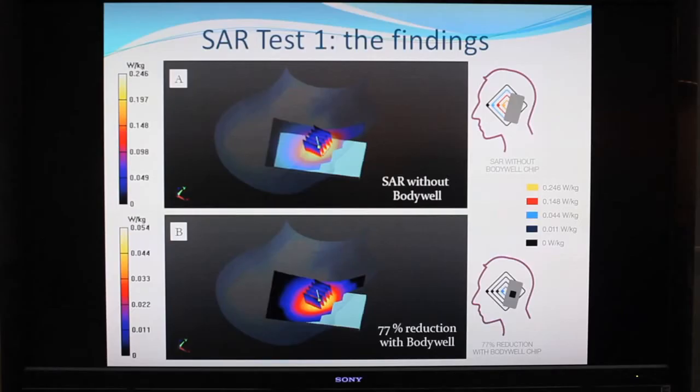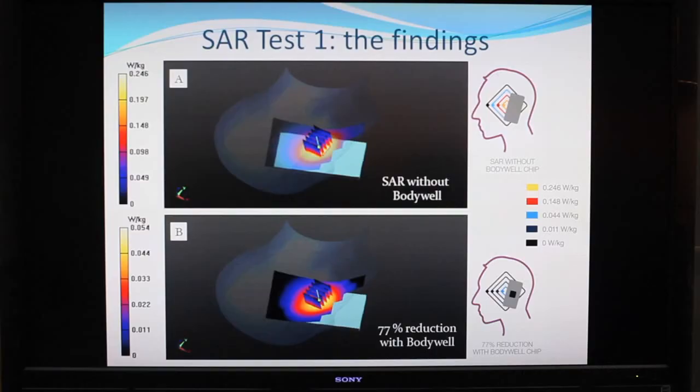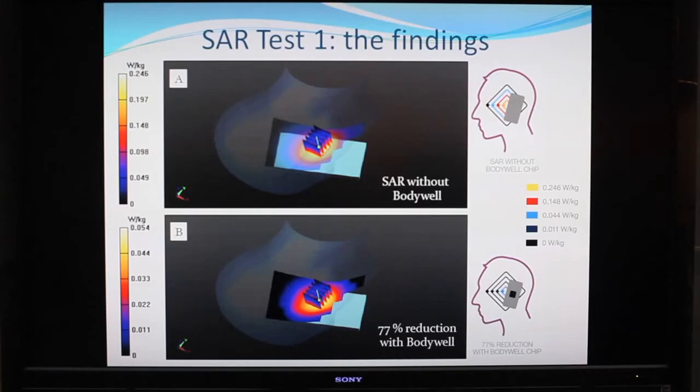So the first test that was conducted at a certified lab provides up to 77% reduction with a Bodywell card. If you look at these two pictures, the one on the top shows a peak SAR value of 0.246 watts per kilogram. And with a Bodywell chip, the peak value is 0.054. And this is a 77% reduction. From a scientific perspective, I can tell you that 77% is a very, very interesting reduction, and I personally am really impressed.